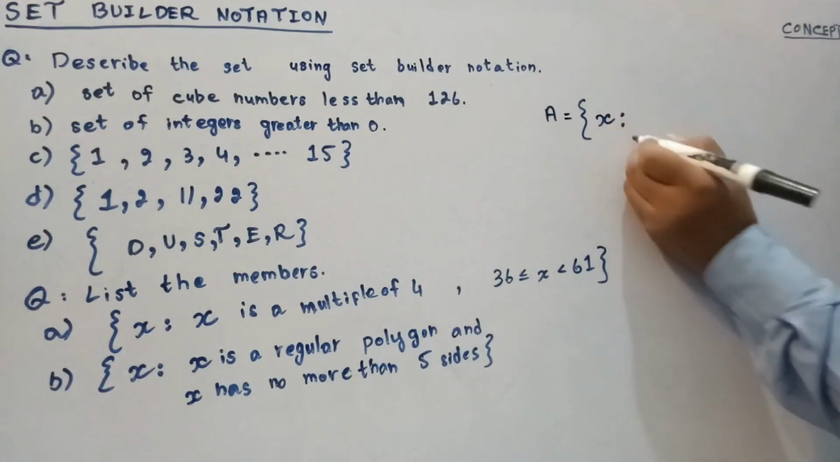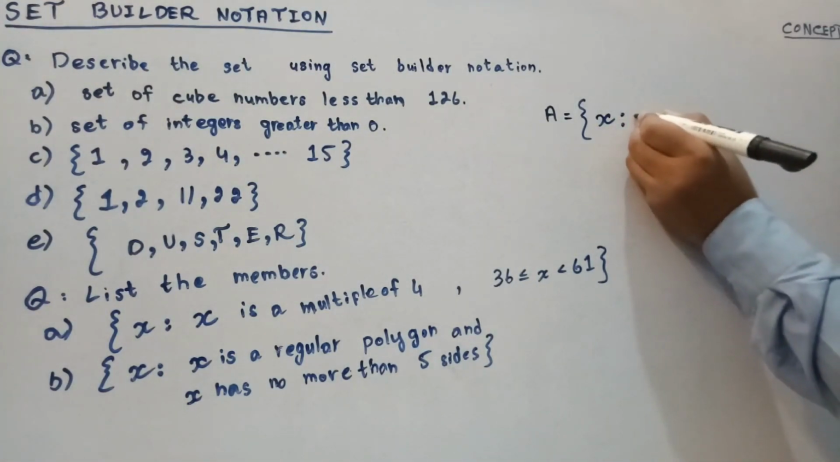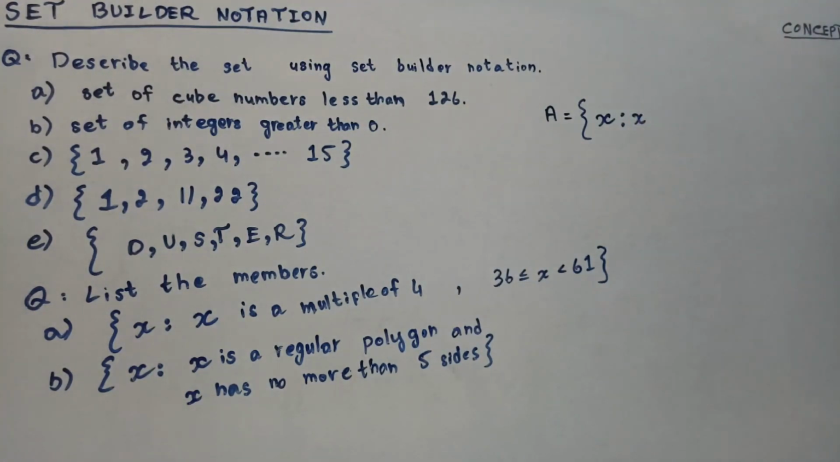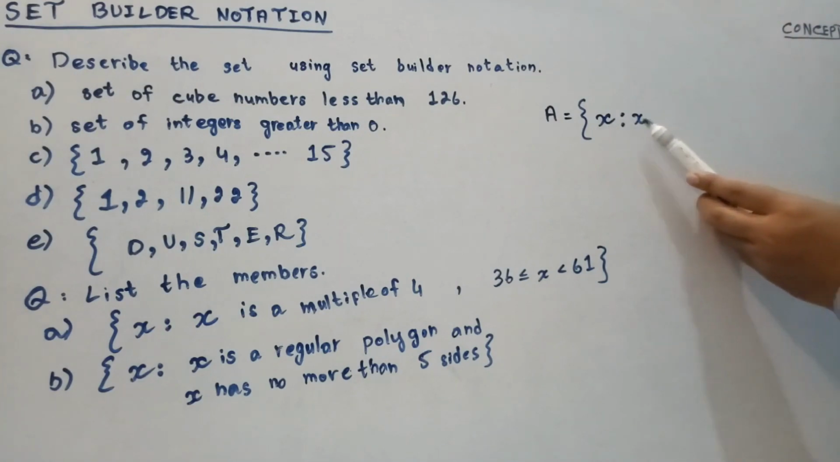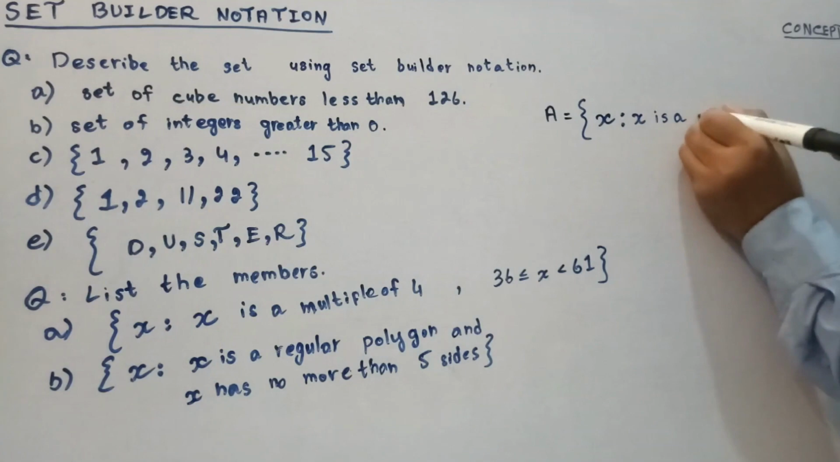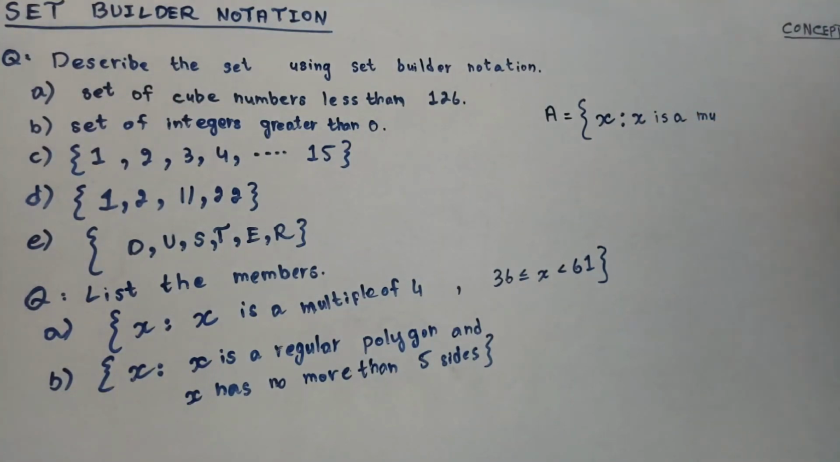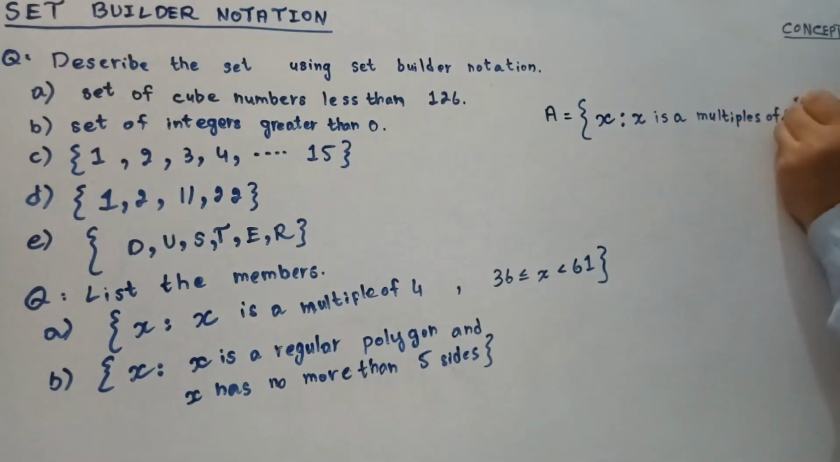These two dots are for the description. Here we will describe what type of x it is, what type of elements are here. Let's say the elements are x, such that x are the multiples of 2. So we have a set A in which the elements are x, and these elements are multiples of 2. So we have described the set in set builder notation.